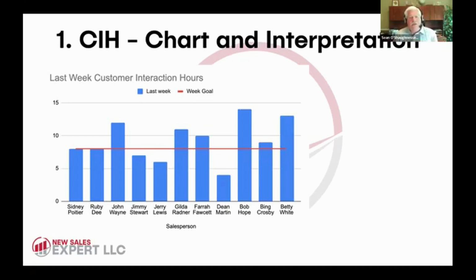So, when I look at this chart, I'm going to call out Betty and Bob and John Wayne and say, guys, you did great. Maybe I'll call up Gilda and Farah as well. Talk about how great they did. Tell us the story of how that meeting went, or how your week went last week. That sounds great.